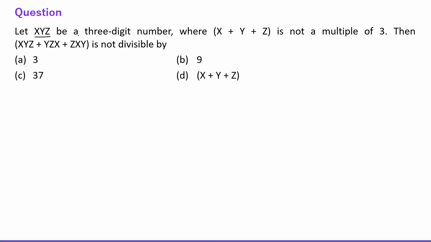The next question says, let xyz be a 3-digit number where x plus y plus z is not a multiple of 3. Then xyz plus yzx plus zxy is not divisible by xyz. These are the digits. So x plus y plus z is what? This is the sum of digits.